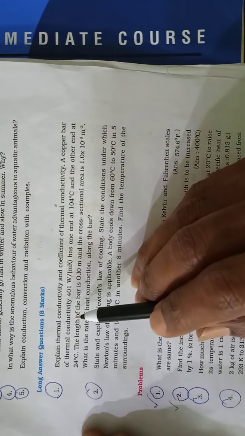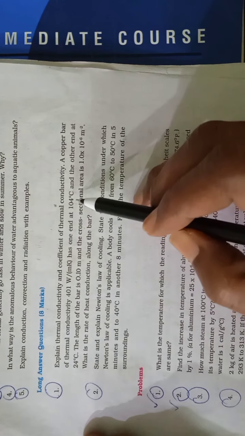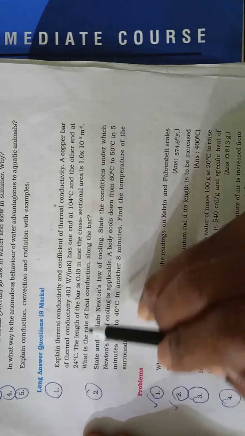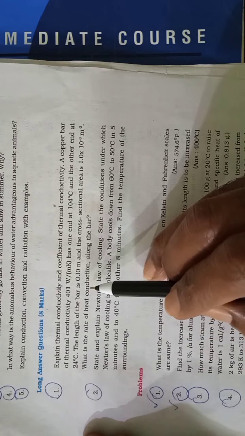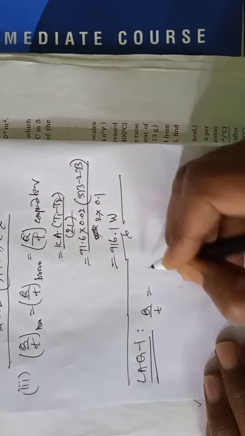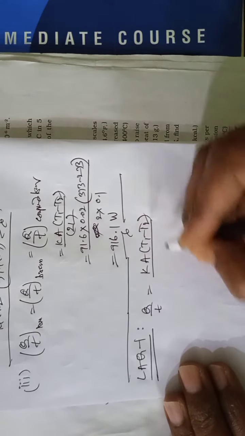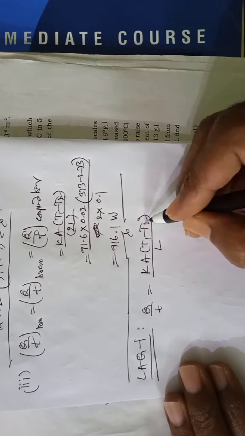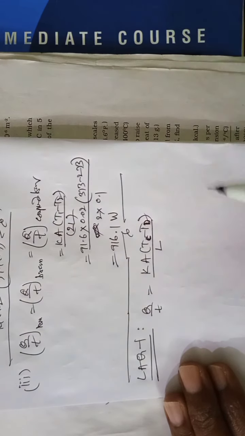In long answer questions, in the first question, there is a problem. A copper bar of thermal conductivity has one end at 104 degrees centigrade and the other end at 24 degrees centigrade. The length of the bar is given, cross-sectional area given. What is the rate of heat conduction along the bar? Just rate of heat conduction, that is Q by T value is asked. Just Q by T is asked, and Q by T is equal to K A T1 minus T2 by L, or Tc minus Td by L.